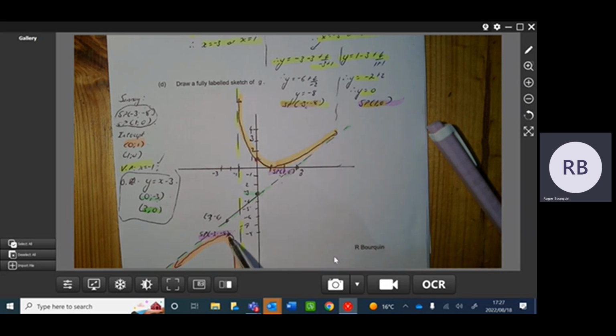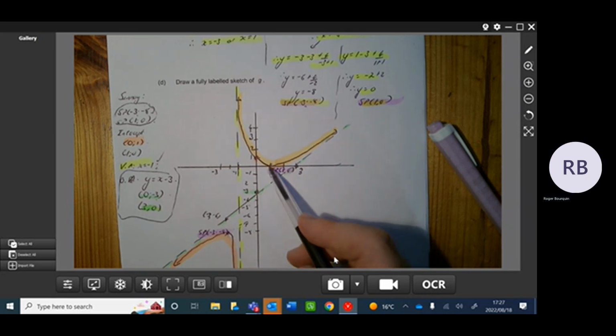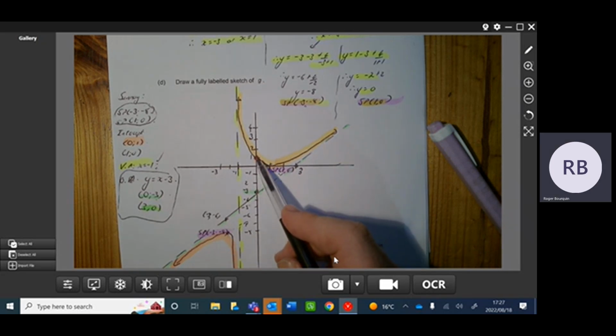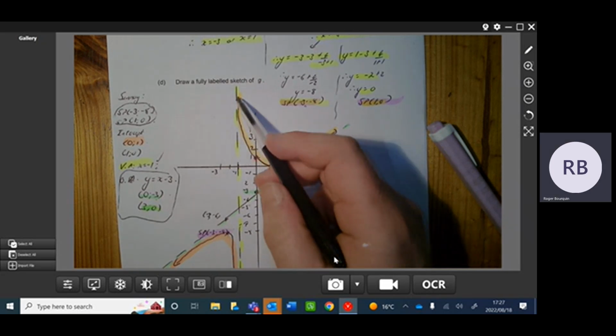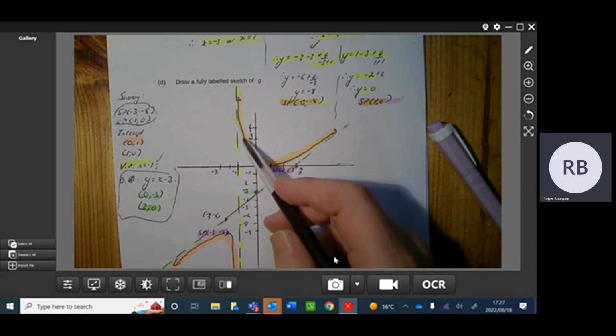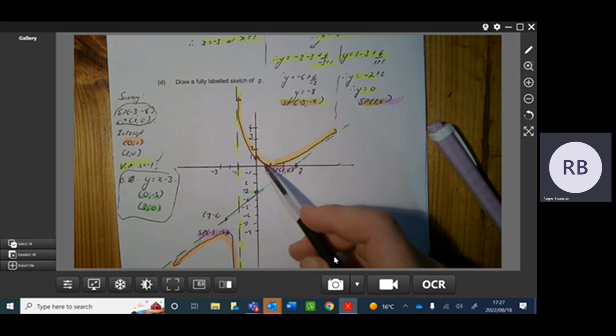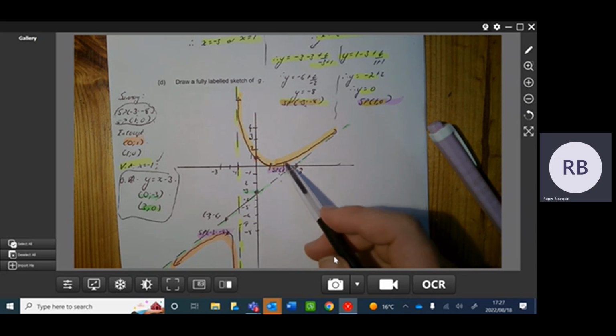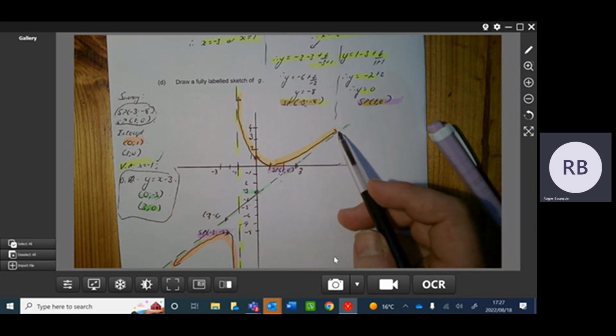If I draw in my vertical asymptote, it's x is equal to -1. Then with stationary points, I actually write SP on the graph. So the stationary point is 1, 0. This is to remind me that the graph turns at that point. Likewise, the other stationary point is -3, -8. Okay, so now I've got my stationary points and I've got my y-intercept, which is at 0, 1.